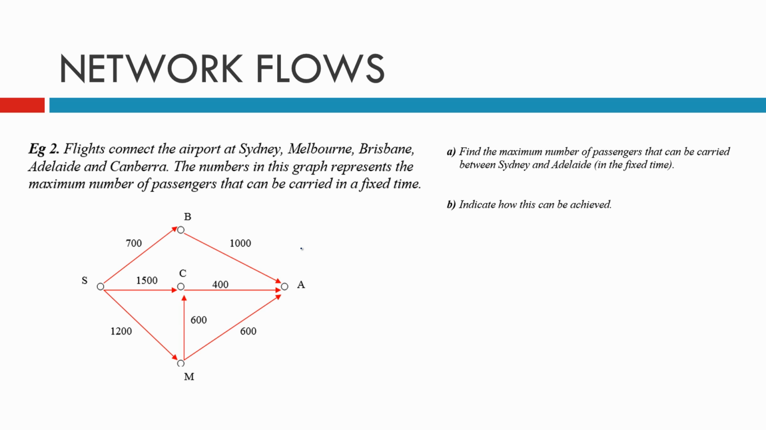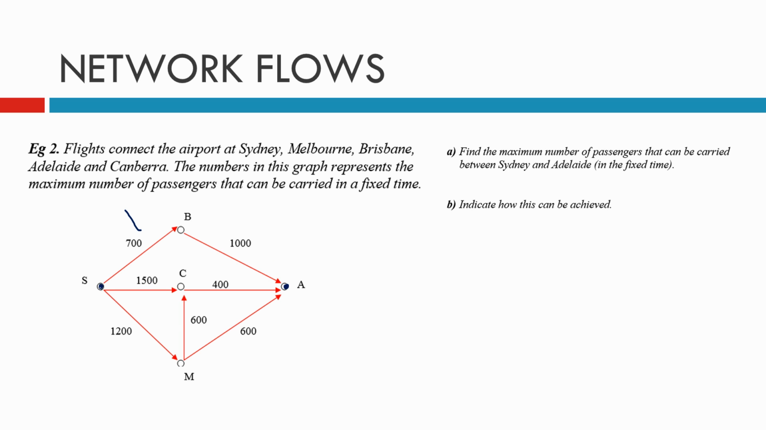Example 2. It says flights connect the airports at Sydney, Melbourne, Brisbane, Adelaide and Canberra. The numbers in this graph represent the maximum number of passengers that can be carried in a fixed time. Part A says, find the maximum number of passengers that can be carried between Sydney and Adelaide in the fixed time. So we've got Sydney and Adelaide here, haven't we?